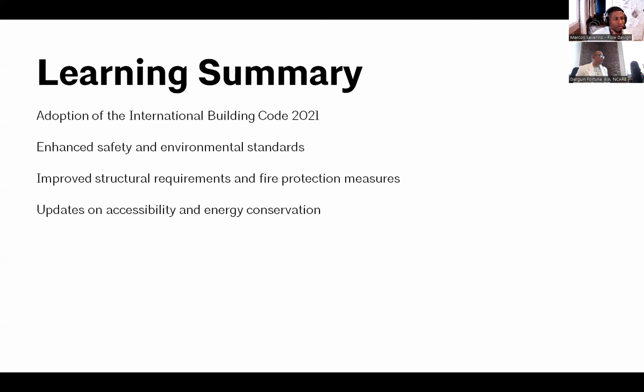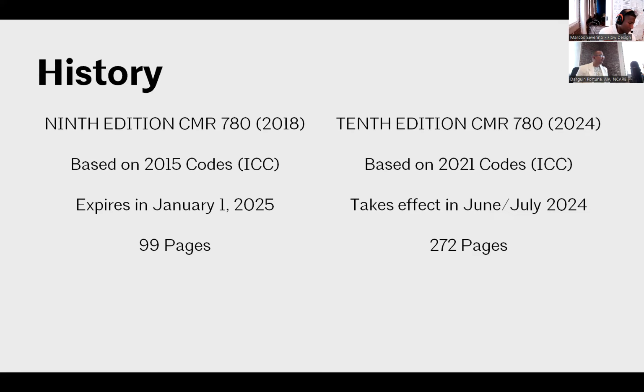Adoption. One of the main items is the fact that we're no longer using the 2015 code. It's moving to the 2021 building code as the base. There are some enhanced safety and environmental standards, some improved structural requirements and fire protection measures, updates on accessibility, and of course, energy conservation has changed.